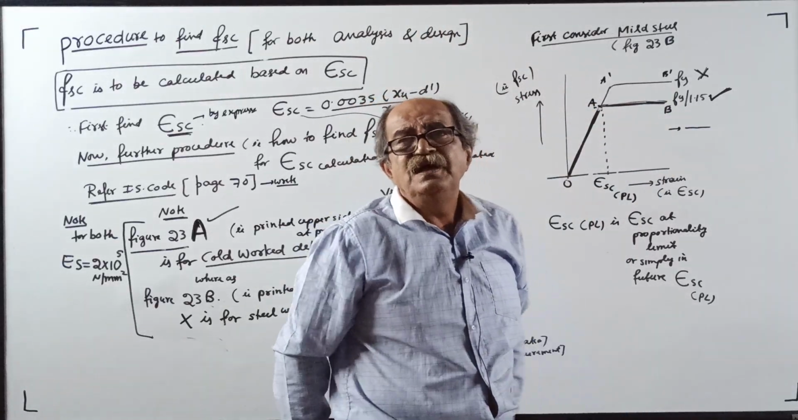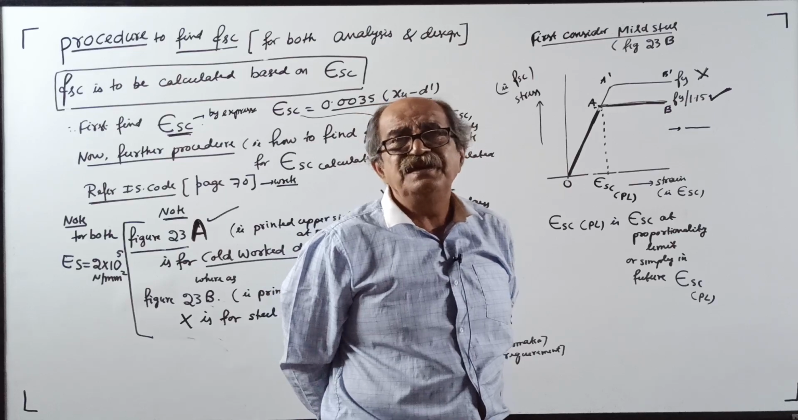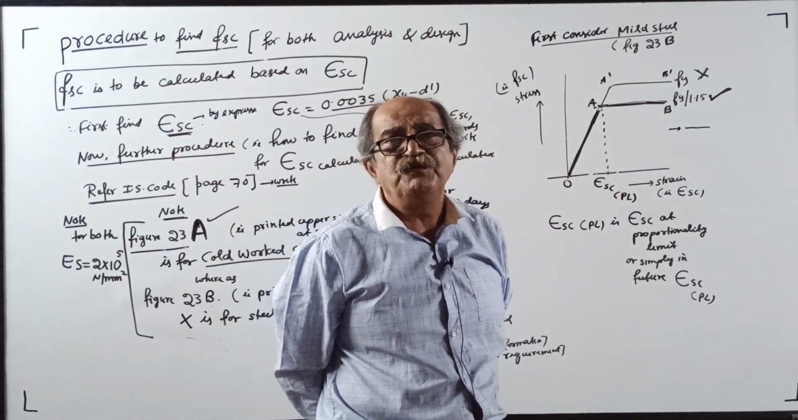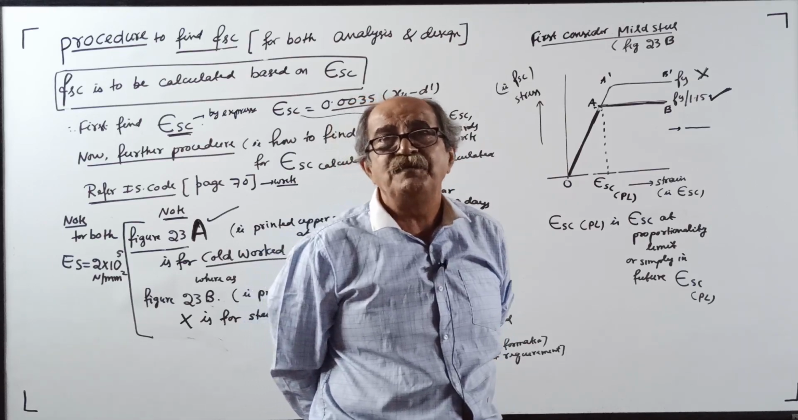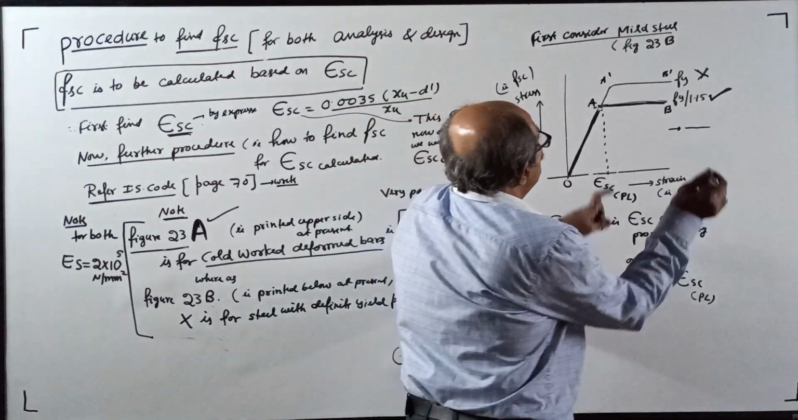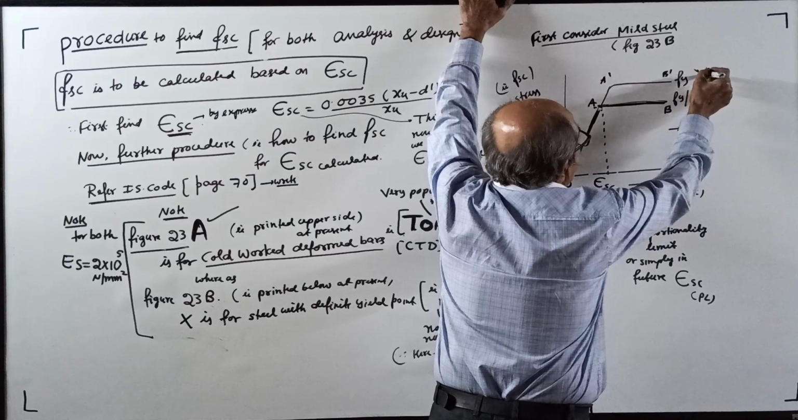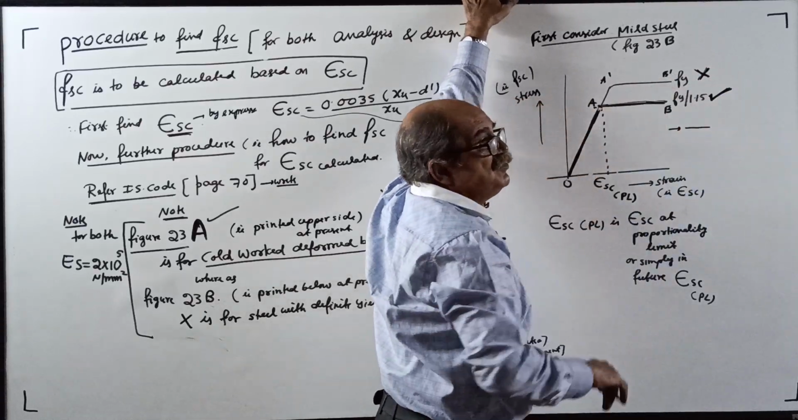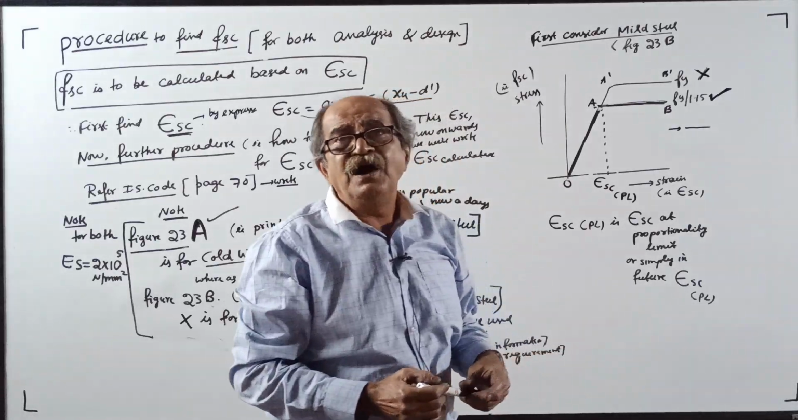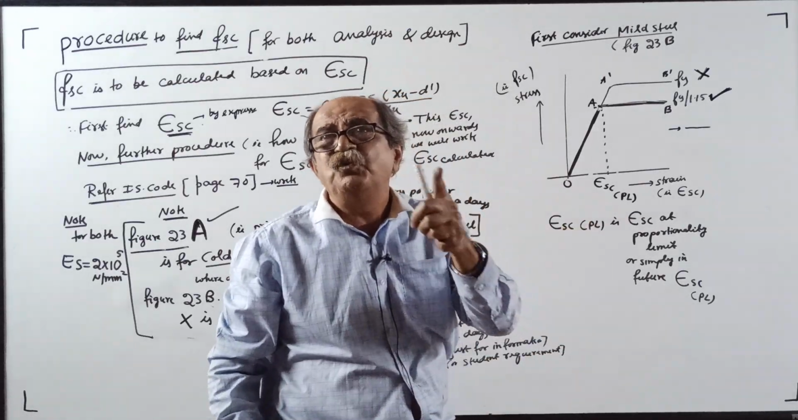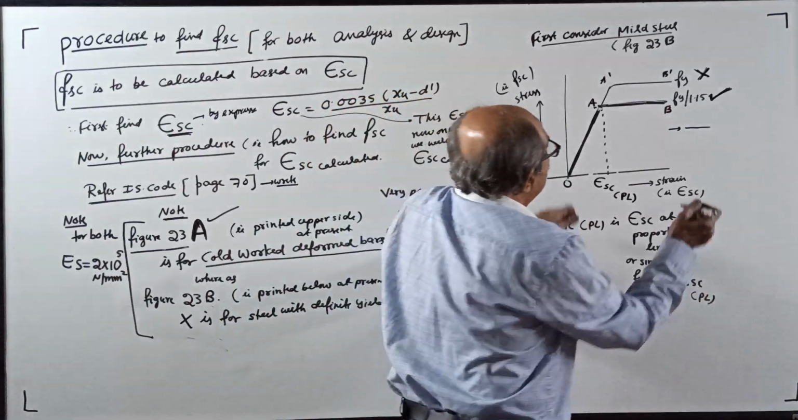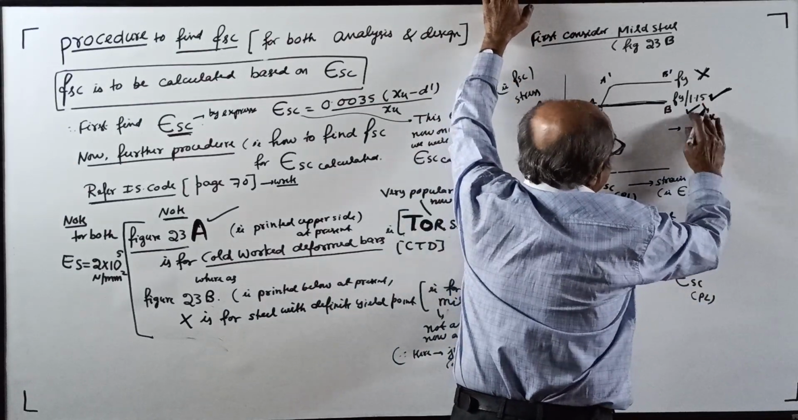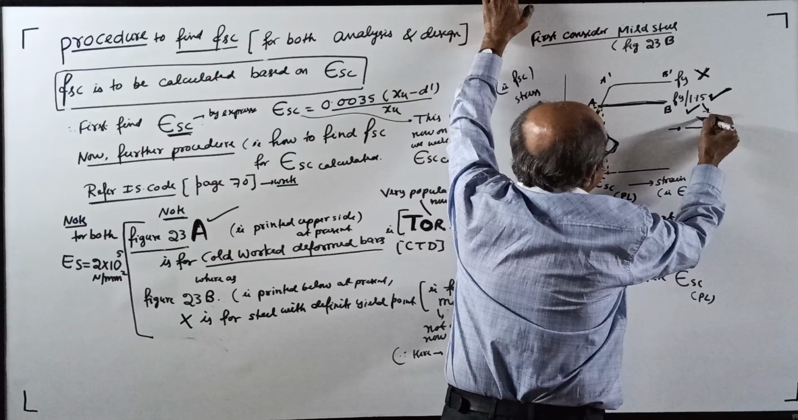The IS code, in the limit state method, says the design stress in steel is not to exceed Fy by 1.15, or you take 0.87 Fy, if you remember. Therefore, remember, you should not use this curve. You have to always use Fy by 1.15. Always refer to the graph corresponding to Fy by 1.15. So remember, this is required. Use this or refer this.